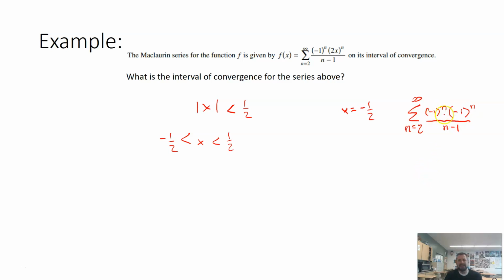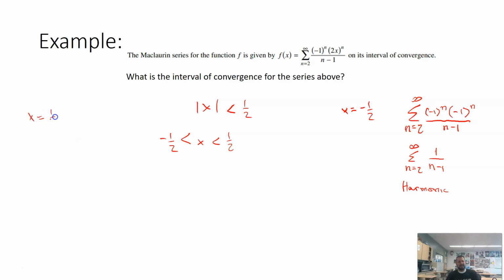Well, if I have two negative ones every single time in the problem, those are always going to give me a positive value. So I've got 1 over n minus 1. This is the hard part right here, because you have to be able to look at that and say, oh, you know what? That is a harmonic series. Because that is a harmonic series, this is going to be a divergent series. And again, hopefully that makes sense. So what I would say is negative 1/2, I am not going to include that endpoint.